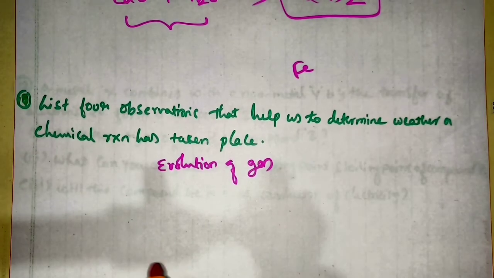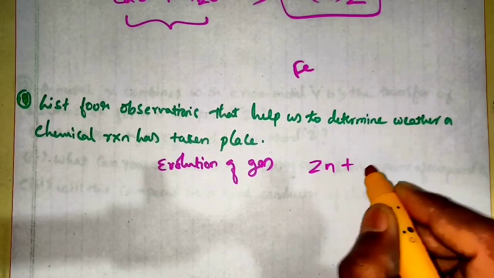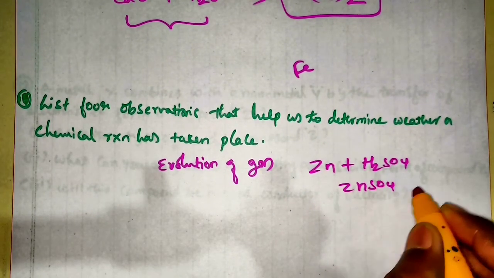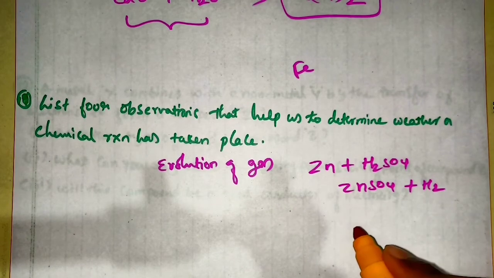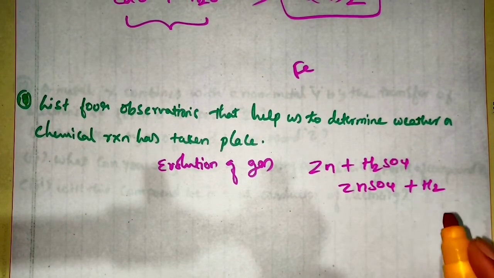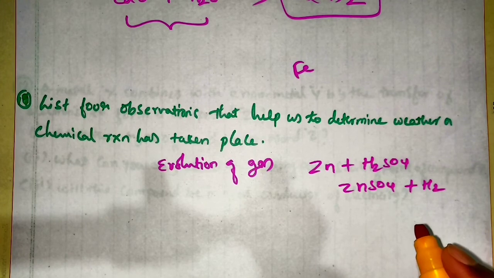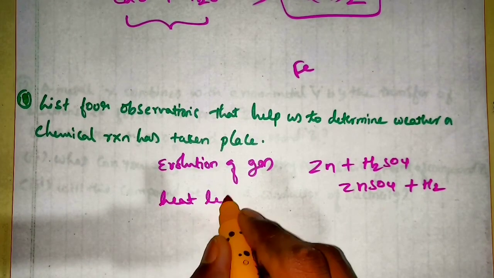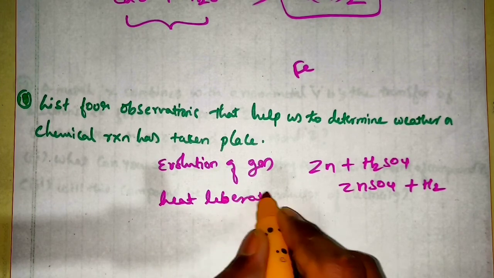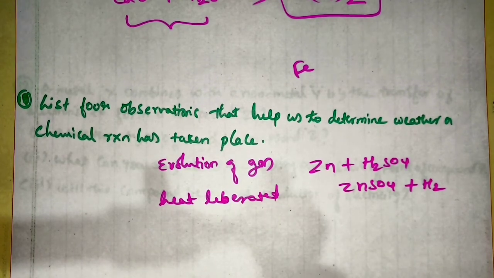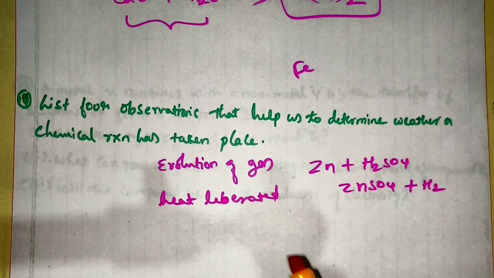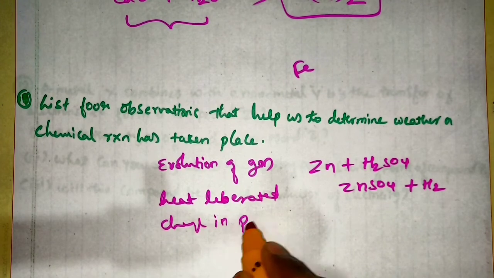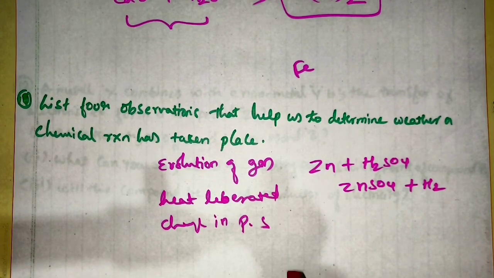For example, when zinc granules are added to sulfuric acid, zinc sulfate and hydrogen gas are produced. Next one, liberation of heat energy. When combination reactions occur, heat is liberated. Third observation is change in physical state, like solid to liquid, liquid to gas. Change in color.